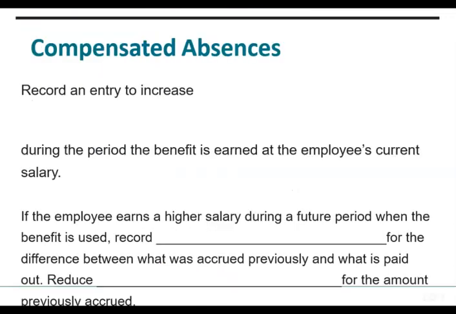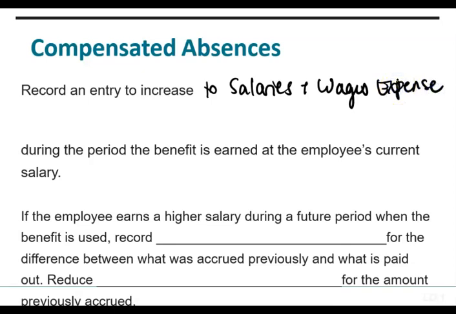Now, when we're recording entries for compensated absences, we record an increase to salaries and wages expense, and an increase to salaries and wages payable. Although a company could have its own separate compensated absences expense, we're just going to throw it all into salaries and wages expense, and we're going to increase the liability account, salaries and wages payable. And again, a company could have a separate payable for compensated absences payable, accrued vacation time, accrued sick time. We're going to put it into salaries and wages expense and salaries and wages payable.